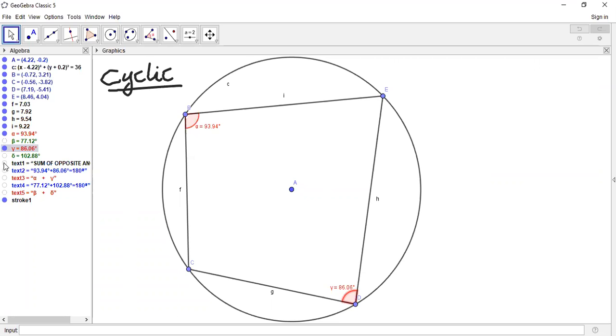Now you see. Let us see what is the sum of opposite angles. Is the sum 180 degree? Let us see. So the angles are alpha and gamma, है ना? See what is the angle of alpha? 93.94. इधर आ रहा है ना? 93.94. Gamma 86.06. When you add, you can see that it is 180.